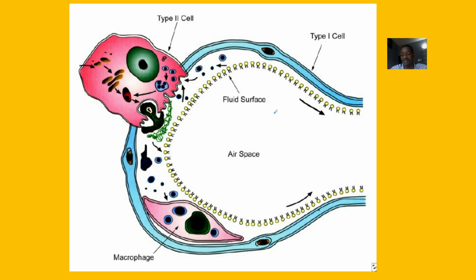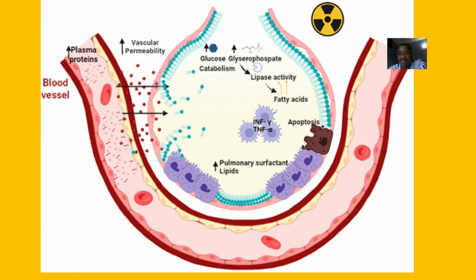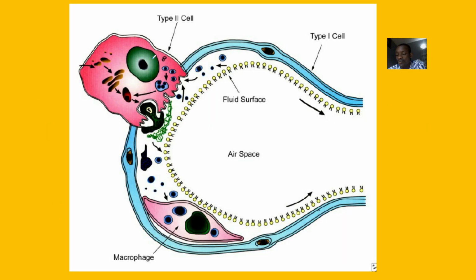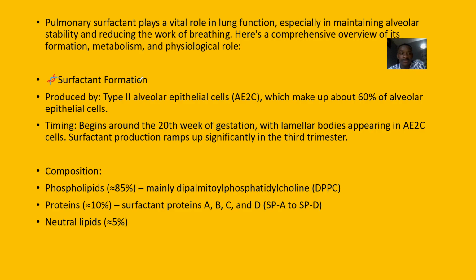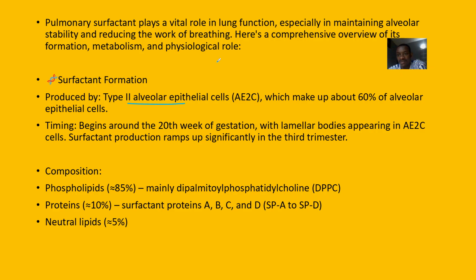That's issues with breathing. Surfactants, you know that they play a very important role in the body, especially maintaining alveolar stability and reducing the work involved in breathing. Surfactant is produced by the type 2 alveolar epithelial cells. Type 2 make up about 60% of all the epithelial cells, right? So production starts between week 20.